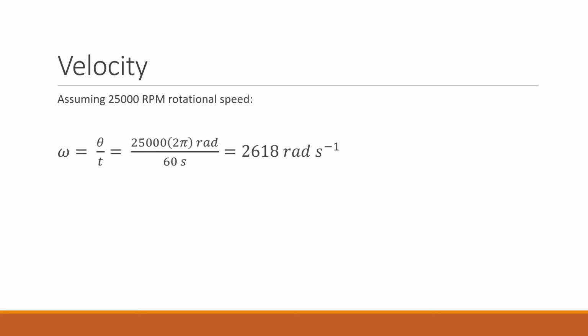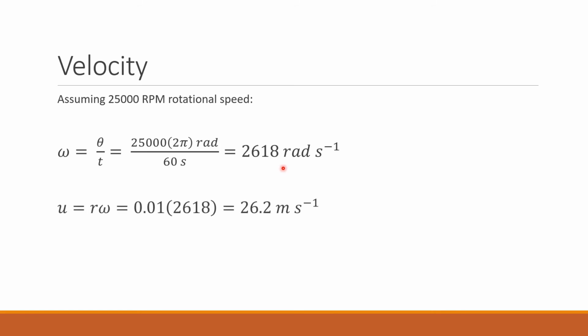So the next thing we need to do is work out the velocity u of the lower surface that we were talking about earlier. We can do this using the rotational speed of the fan, and if we use this formula here, the angular velocity is equal to the size of the angle travelled over a given time. So first we need to work out the angular velocity, and the size of the angle is going to be equal to 25,000 multiplied by 2 pi radians, and that's per minute, so over 60 seconds, and we get an angular velocity of 2,618 radians per second.